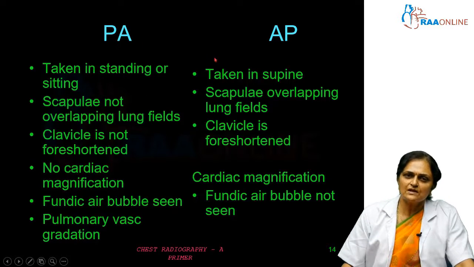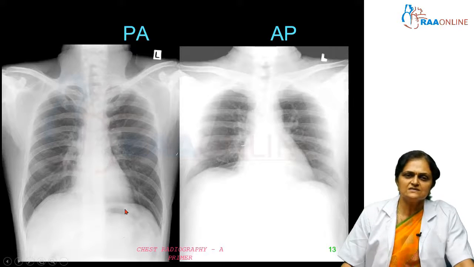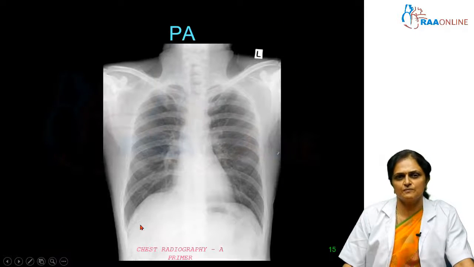So coming to the take-home points on PA and AP view, the PA is taken in the standing or sitting, usually the erect position. The scapulae are not overlapping the lung fields. The clavicles are not foreshortened. There is no cardiac magnification. The fundic gas bubble is seen, and the pulmonary vascular gradation is there. This is the fundic gas bubble that is seen. This is aided only because of the erect position of the patient.